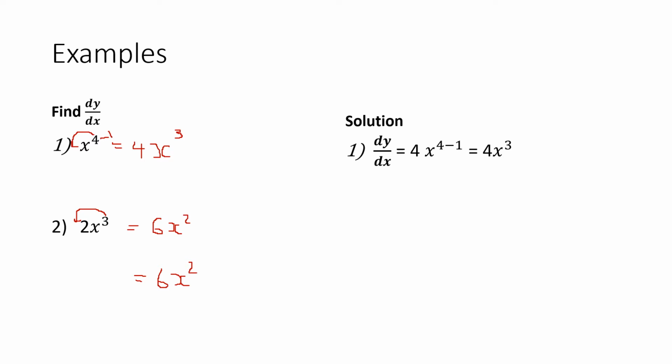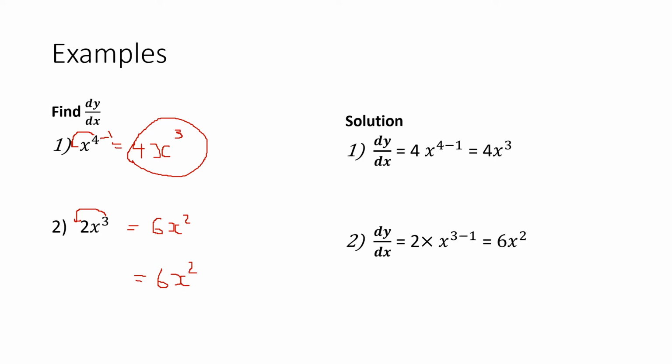So we have 4x to the 4 minus 1. That will leave us with 4x cubed. That's what we have here, 4x cubed. And the second one, same thing again, dy dx is the 3. Remember, initially we had the 3, so the 3 comes in front.